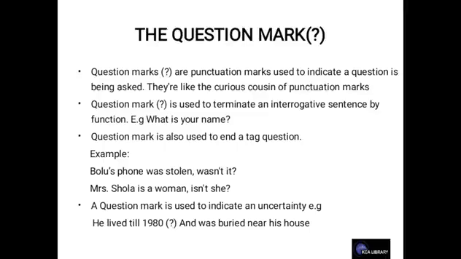So question mark is also used to end the question tag. For example, we have Bolu's phone was stolen, wasn't it? Another example under that is Mrs. Shola is a woman, isn't she? This is a question mark used to end a question tag. We have question mark is also used to indicate an uncertainty, e.g., he lived till 1980 (?) and was buried near his house. So if we notice we have a question mark in front of the 1980 in brackets, it is to show that it is uncertain.